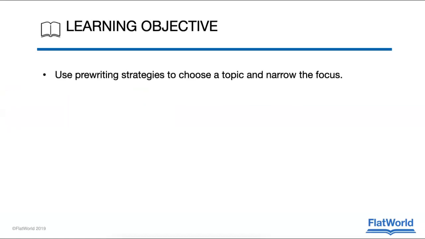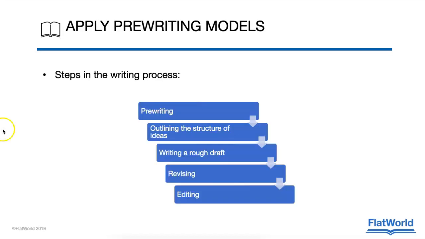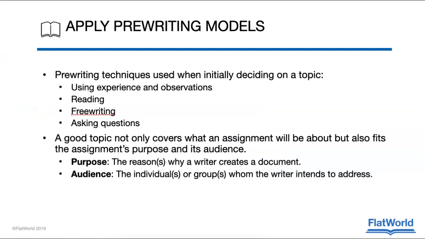So, what are some pre-writing strategies to help us narrow down a topic and find an area of focus? So, steps in a writing process are, of course, pre-writing, outlining the structure and ideas, writing a rough draft, revisiting and revising, and then editing your rough draft. So, moving through a little quickly, applying pre-writing models.